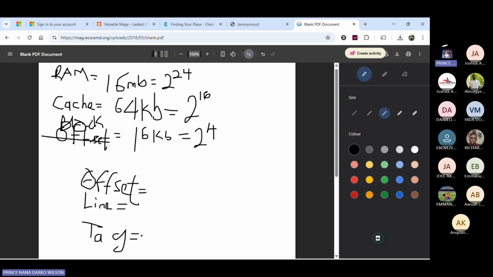The line we will need to hold that particular data. So we start with the offset. To calculate the offset, you take a log to the base 2 of your block size. Our block size in this one is 2 to the power 4. So if you take log base 2 of 2 to the power 4, you're going to get 4. Basically, the base disappears like that.